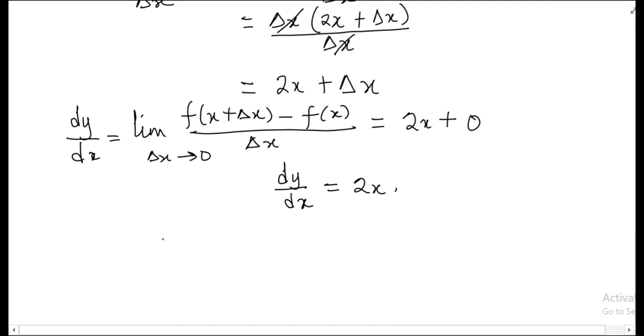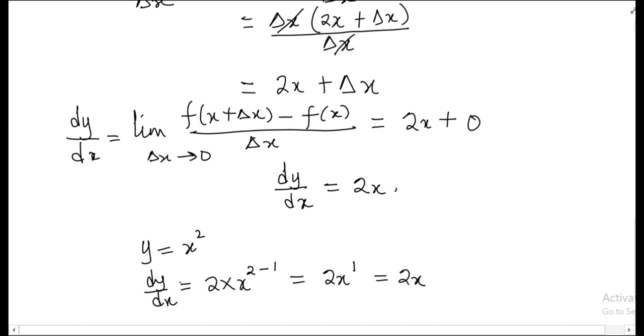So you can test this using the power rule formula. Using the power rule formula, if y equals x squared, dy/dx will be 2 times x to the power of 2 minus 1, which is 2x raised to the power of 1, which is equal to 2x. So this is known as the power rule formula. So this is how you differentiate using the first principle, that is differentiating from first principle. All right, thank you.